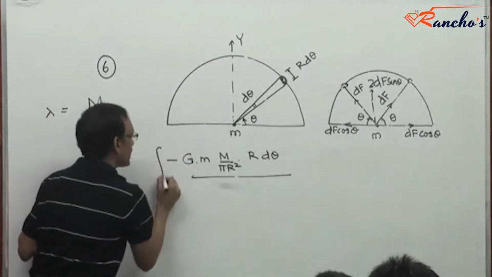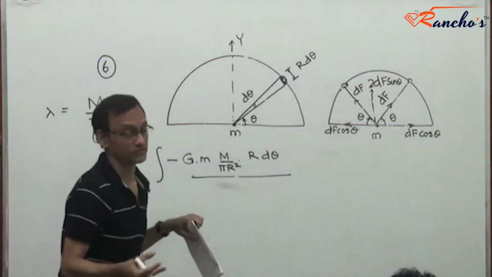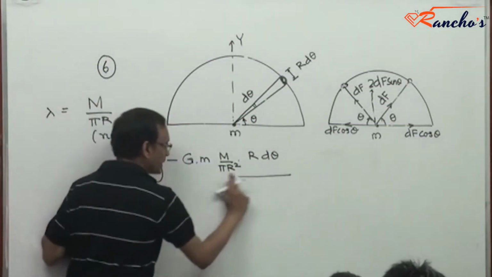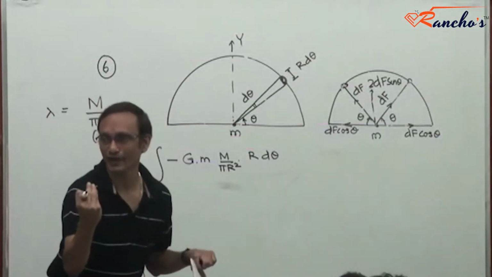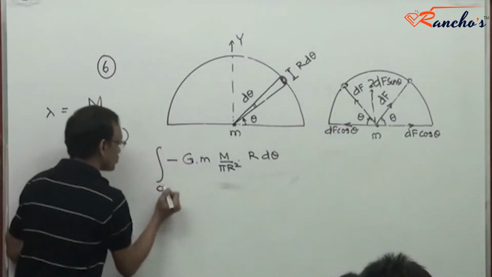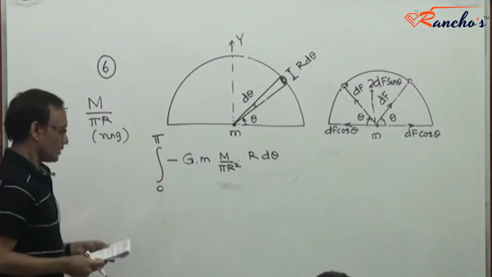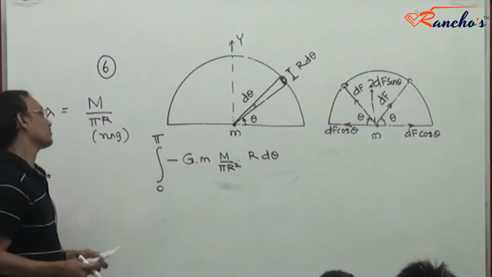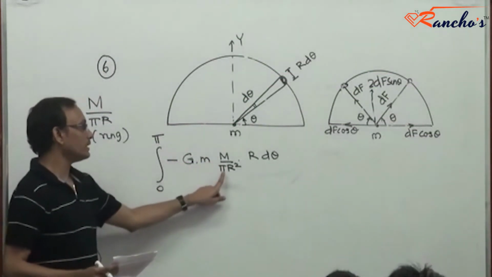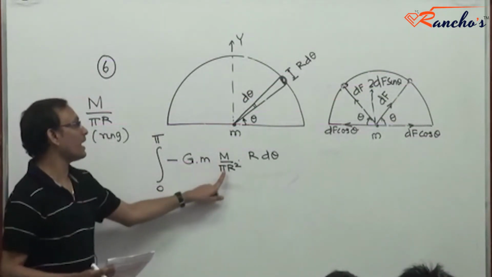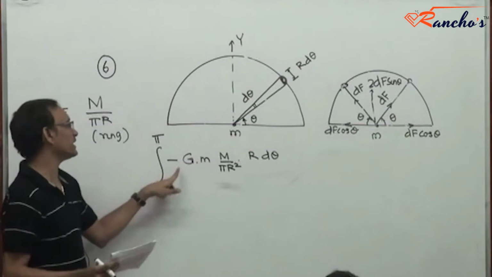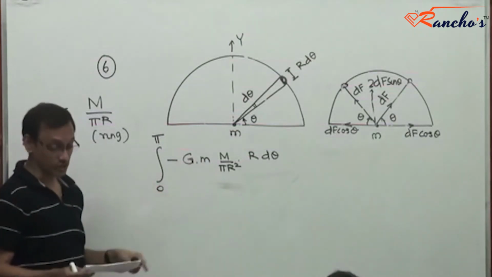So the total potential energy, that is the total interaction energy of the system, when you sum it up, and now you don't have to resolve because this is a scalar, with theta running from 0 to pi, obviously will give you minus GMm by pi R times pi. Pi will get cancelled. So it is minus GMm by R. That's the total potential energy.